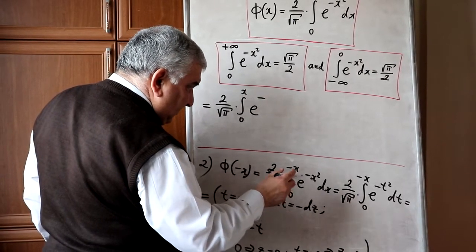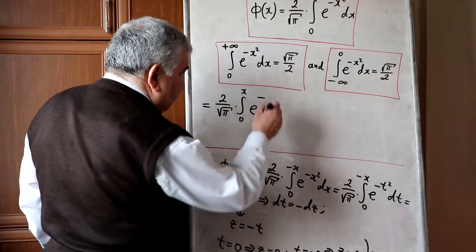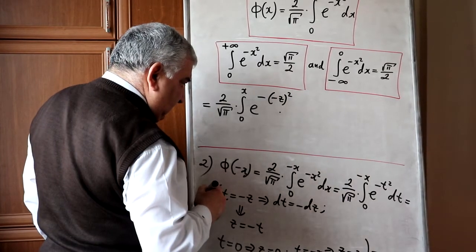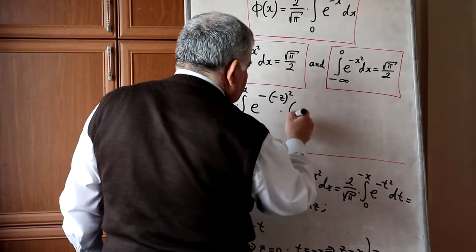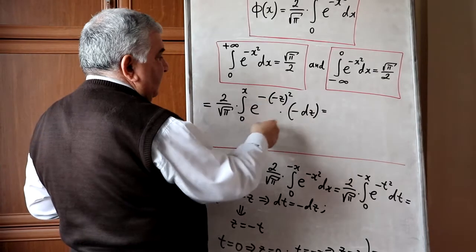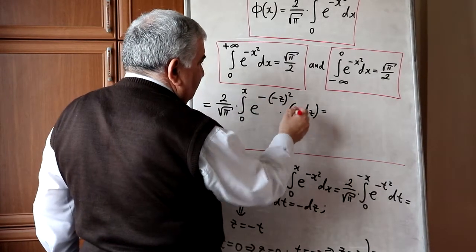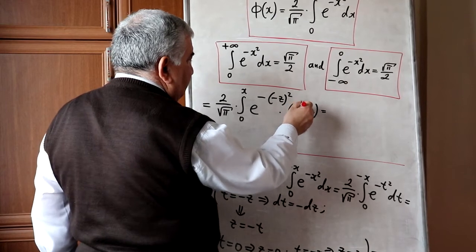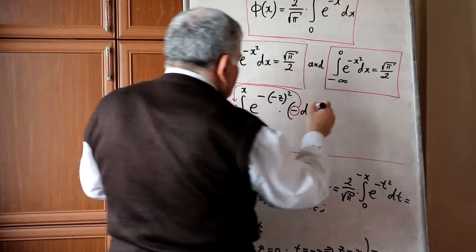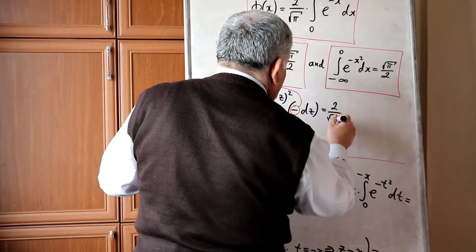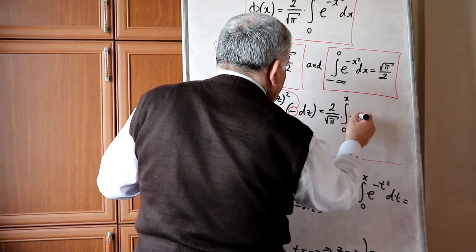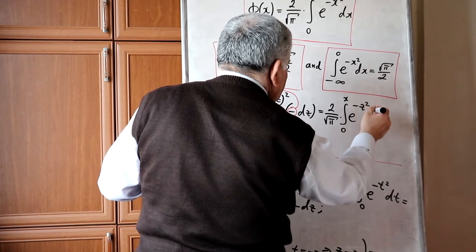Must substitute minus z instead of t. Minus z squared, and dt is minus dz. Here minus z squared is simply z squared, and here we can take a negative sign out of the integral symbol. 2 over square root of pi multiplied by integral from 0 to x of e raised to minus z squared dz.